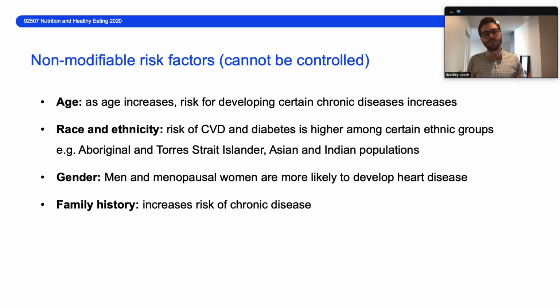You've also got a family history. Part of this, I believe, can be attributed to lifestyle factors, as generally we adopt the lifestyle habits of our family, so our mother and our father. We eat what they eat and so forth. But generally speaking, family history is a non-modifiable risk factor because you are unable to control for it.